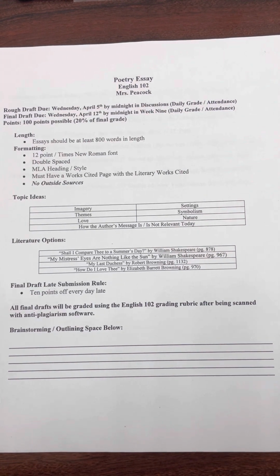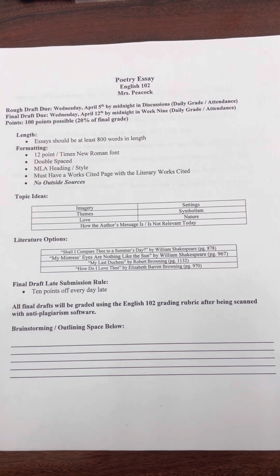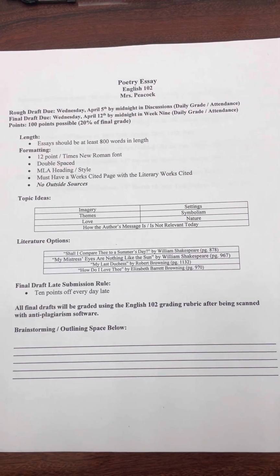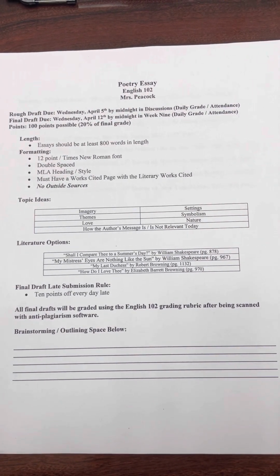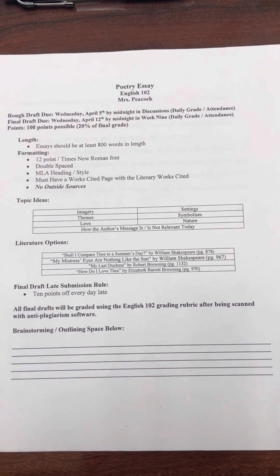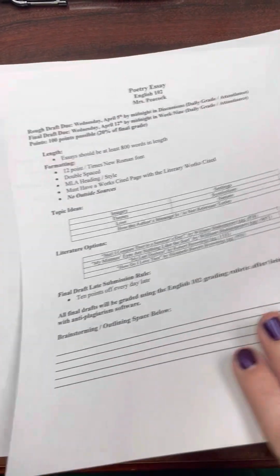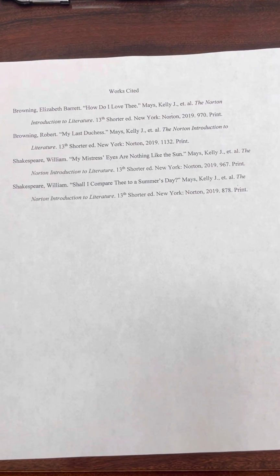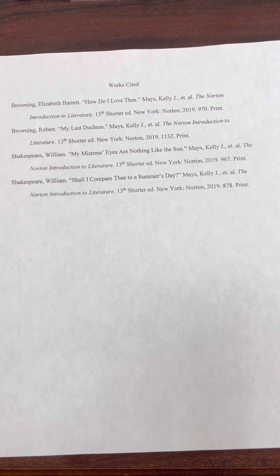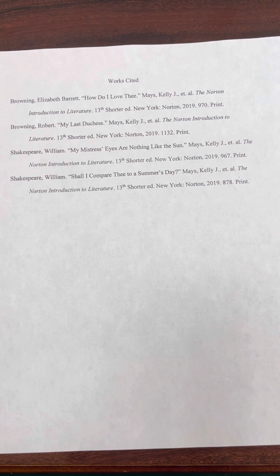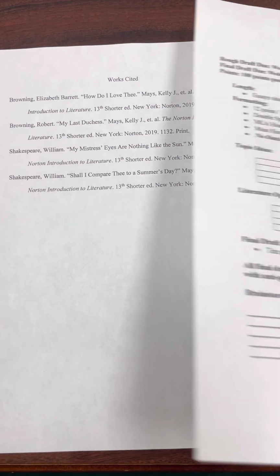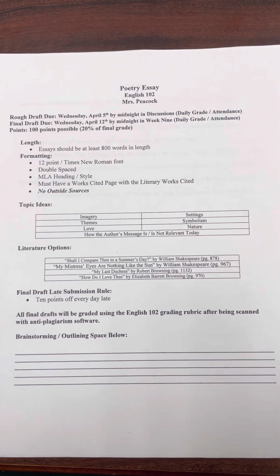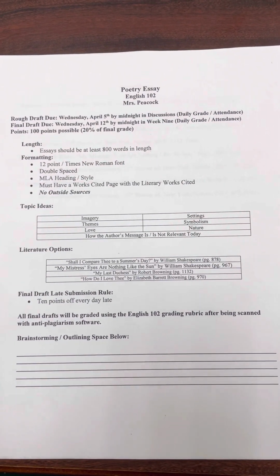But notice this must have a works cited page with the literary works cited. So what I mean by that is whatever poem you write about, there needs to be a citation for that poem on the works cited page. However, I have already done that for you on the second page. So you can literally copy and paste the citation onto your works cited page. So I've done that part for you. You're welcome. So you must have a works cited page with that literary works cited.